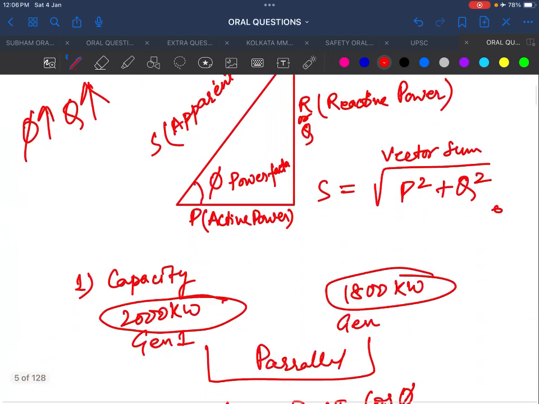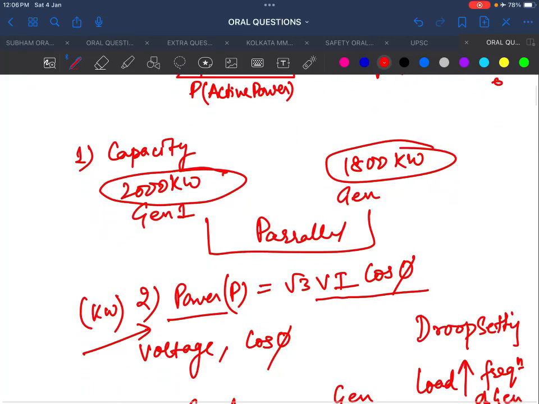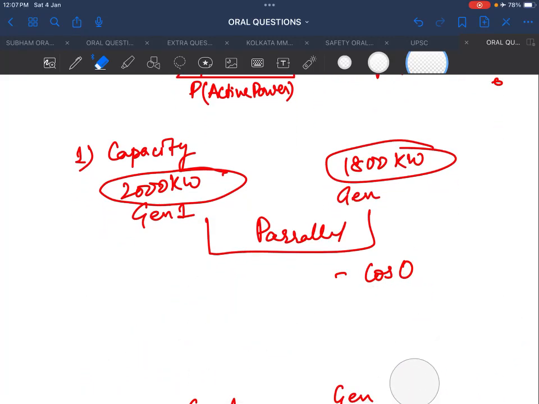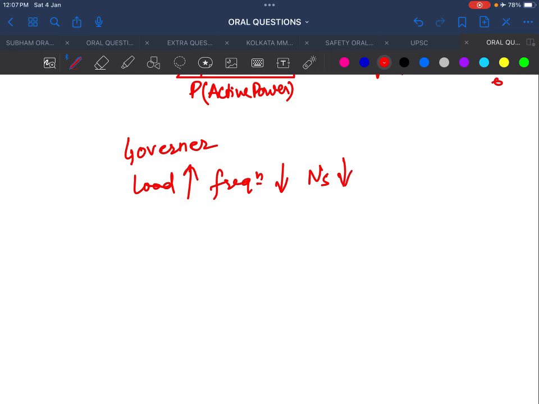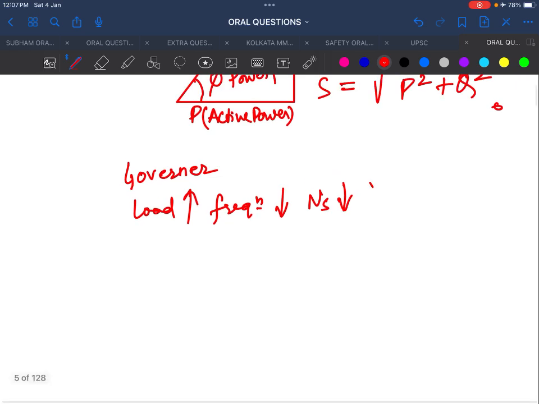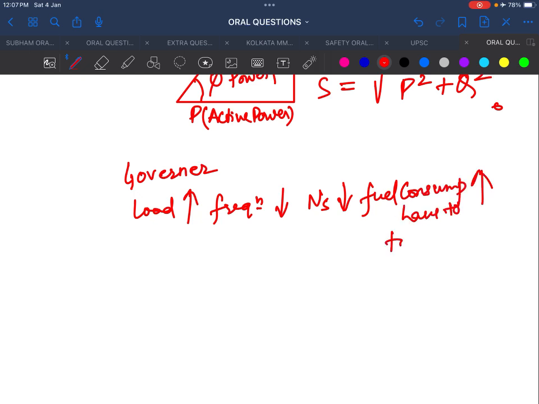The governor is increasing or decreasing the fuel consumption. So I will just remove this all, and I will tell you about the governor. Load on the governor: load increases, frequency decreases, speed also decreases. So the fuel consumption has to increase to balance the load.